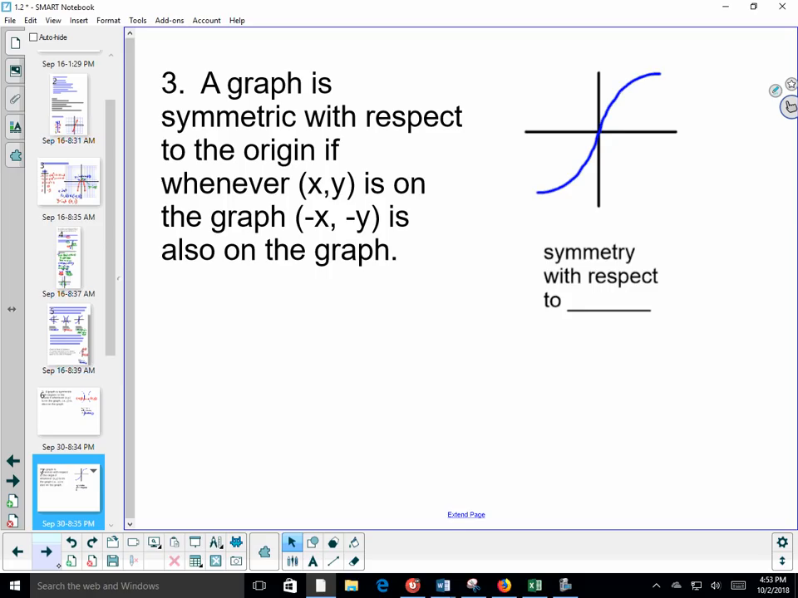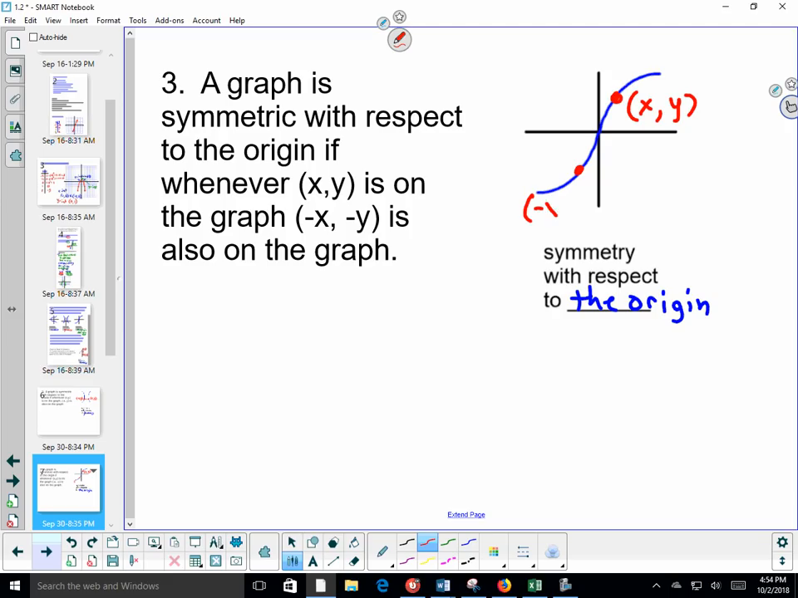All right, and our third type of symmetry was symmetry with respect to the origin. And if that's the case, then anytime you have an ordered pair like x, y on the graph, you're also going to have opposite of x comma opposite of y on the graph. So for example, if this point right here was x comma y, then this point down here, that's the mirror image, if you will, or rotational symmetry, if you will, is going to be opposite of x comma opposite of y.